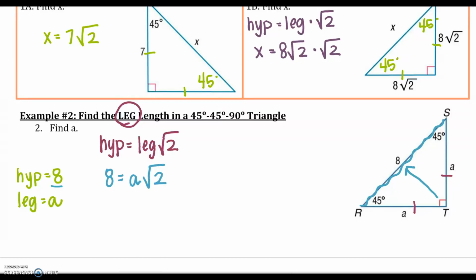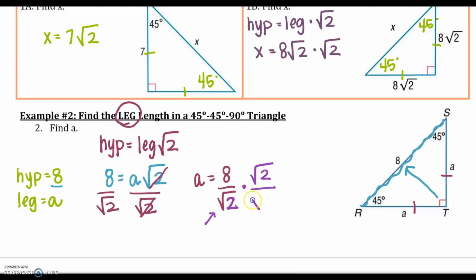Now I'm going to solve just like normal. I'm going to divide both sides by the square root of 2, which allows that square root of 2 to cancel. So I get A equals 8 divided by the square root of 2. Now we're close to that answer, but remember we can't leave that denominator with a radical. So I'm going to multiply the top by square root of 2 because that's what is here. Divide the bottom by the square root of 2. That allows my denominator to become 2, getting rid of that square root. And then this numerator becomes 8 times the square root of 2.